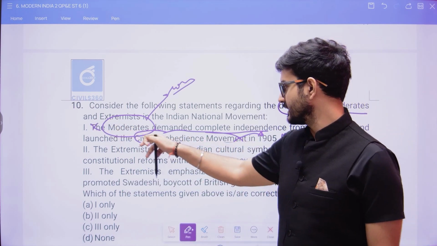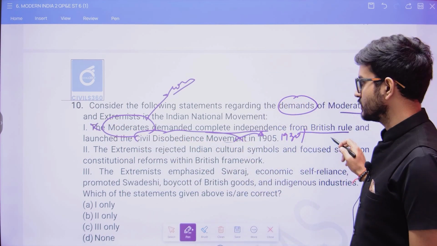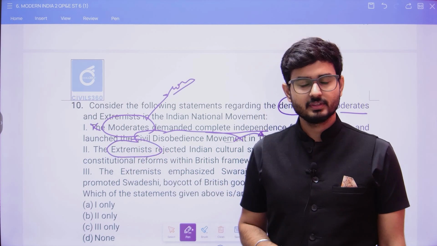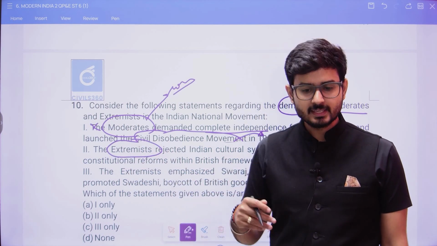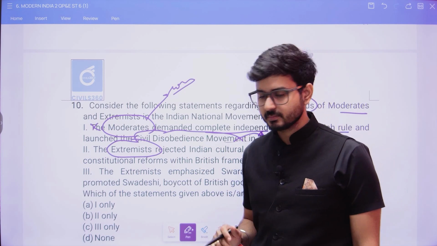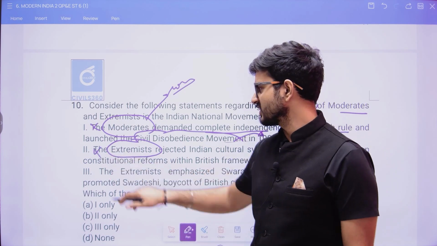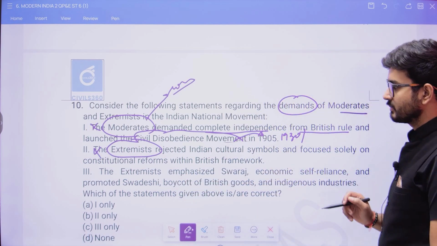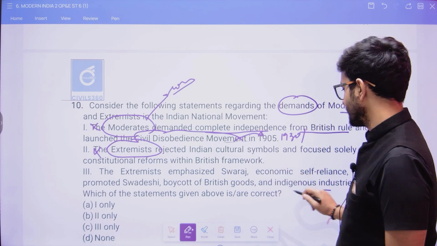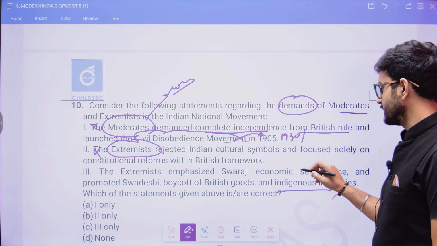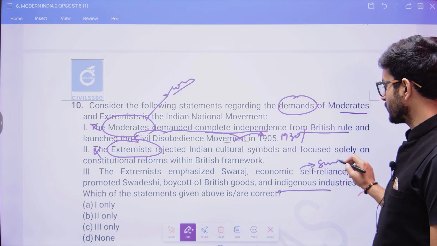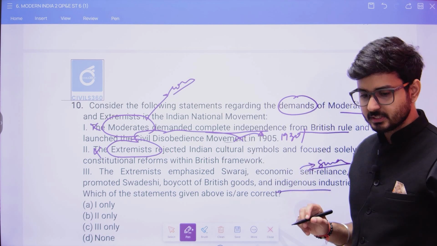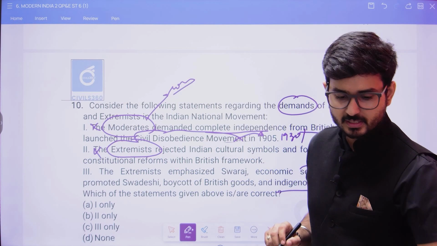The extremists rejected Indian cultural symbols and focused solely on constitutional reforms. Were the extremists like this? No, the extremists were not constitutional, they were extra-constitutional. That is what the extremists were, so this is also incorrect. The extremists emphasized Swaraj, economic self-reliance, and promoted Swadeshi, boycott of British goods and Indian indigenous industries. You can correlate this with the Swadeshi and boycott movement that was started by these extremists.